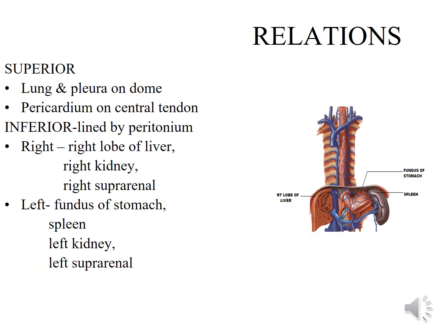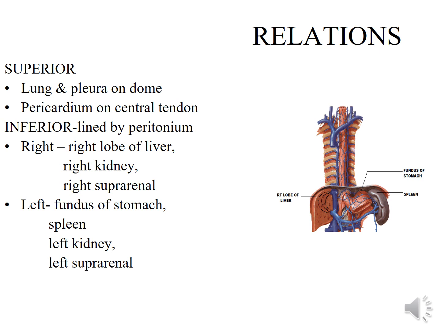So coming to the relations of diaphragm. What lies superior? Lung and pleura are related with the dome of diaphragm, and pericardium lies on the central tendon. Inferiorly, we have the abdomen obviously, so it is lined by peritoneum. Right dome is related with right lobe of liver, inferiorly right kidney and right suprarenal gland, whereas left dome is related with fundus of stomach, spleen, left kidney and left suprarenal gland.